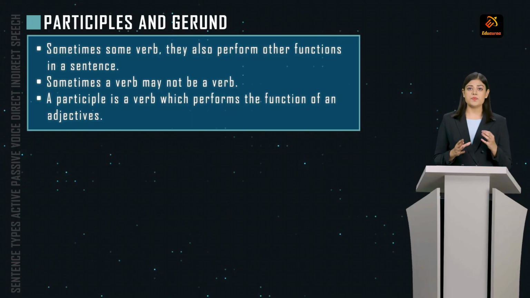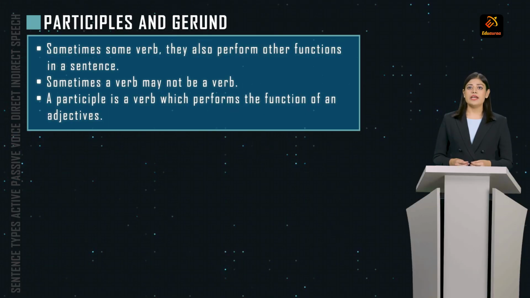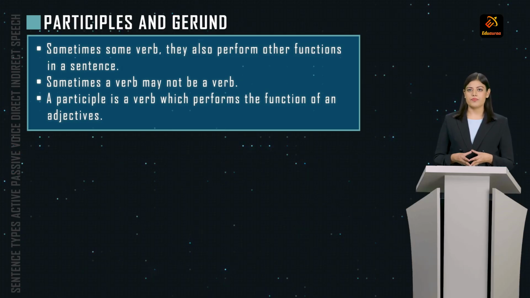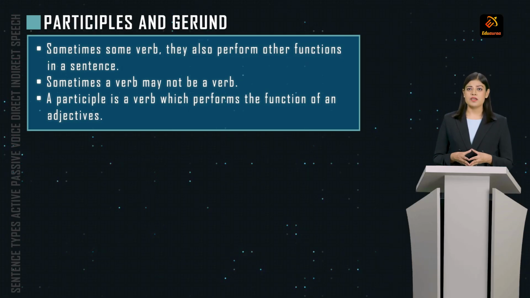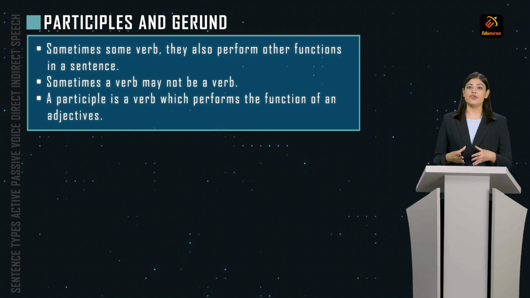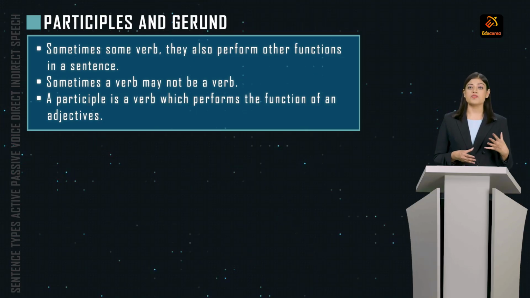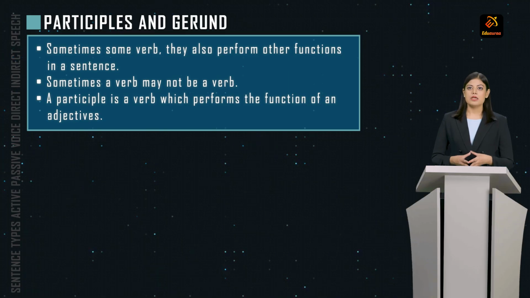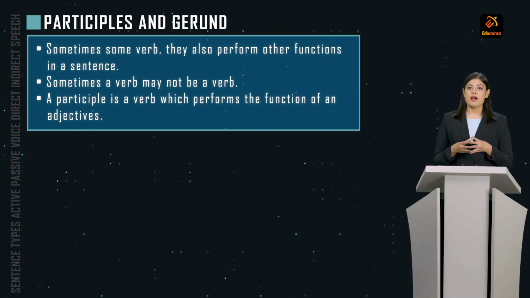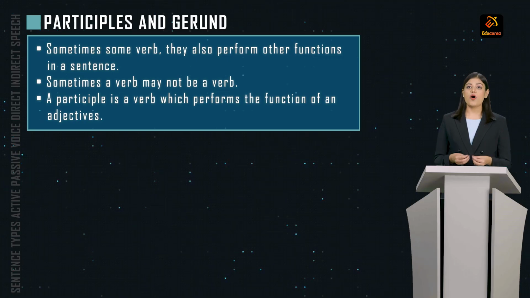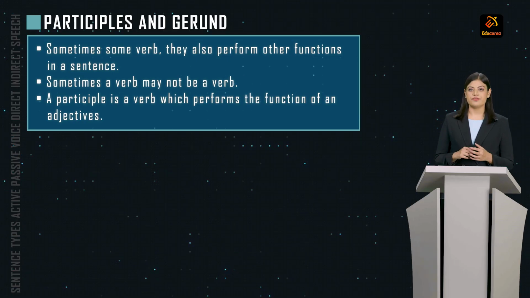Sometimes some verbs, and I'm talking about main verbs specifically, main verbs or actions, also perform other functions in a sentence. Sometimes a verb may not be a verb. It may perform the function of other parts of speech. So what is a participle? A participle is a verb which performs the function of an adjective.